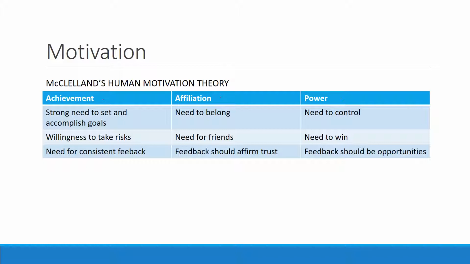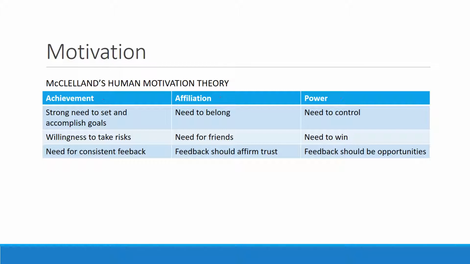In the domain of affiliation, the employee wants to belong to something, wants to develop friends, and the feedback they receive should affirm the trust involved. You can't belong anywhere or have friends if there's no trust involved. And so feedback is required to affirm that trust.